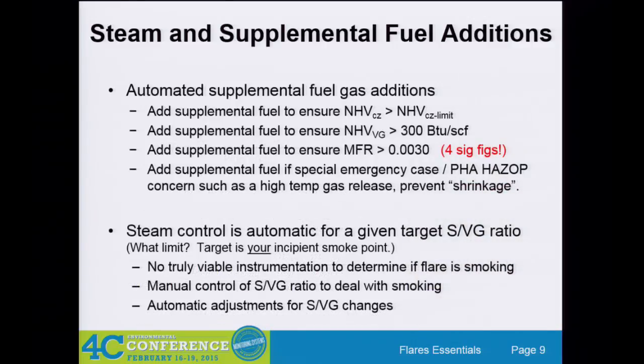Okay, so some of the consenters have had, you've got to think that there are multiple reasons to add supplemental fuel. You have it just to meet your combustion zone limits. You could be adding supplemental fuel to stay above your 300 BTUs per scf. This especially comes into play during maintenance events. A lot of times you're steaming out a vessel, or you're purging with nitrogen, sending all that gas to the flare. You could end up with a low heat content in your vent gas. You're then also going to be adding supplemental fuel to make sure your MFR is okay.